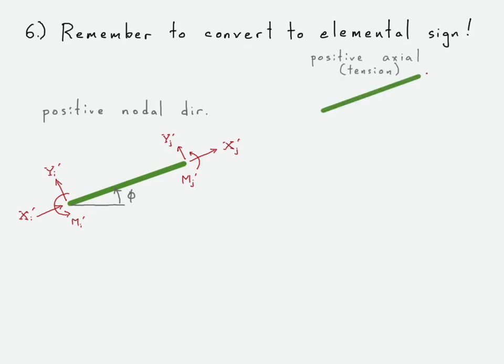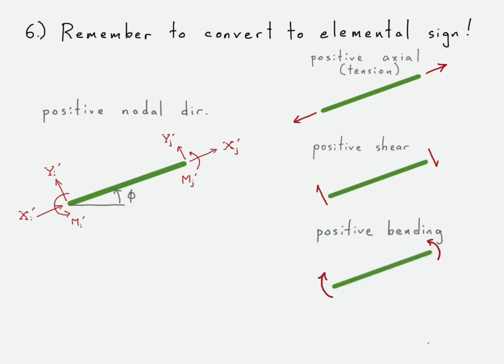But as we report them, we want to know, well, what do they correspond to in terms of the element? What's the element experiencing? So if the element's experiencing tension, it would look like this. If it's experiencing what we call positive shear, it would look like that. And if it's experiencing positive bending, it would look like that. And so now we just take a look at each of these values on the left side and on the right side, and we just go ahead and compare them to what the default positive nodal directions are on both sides.